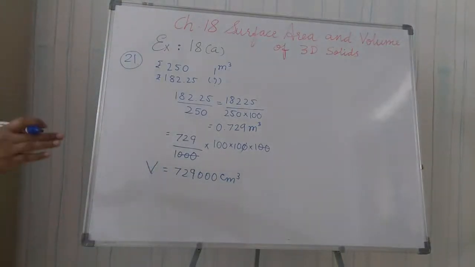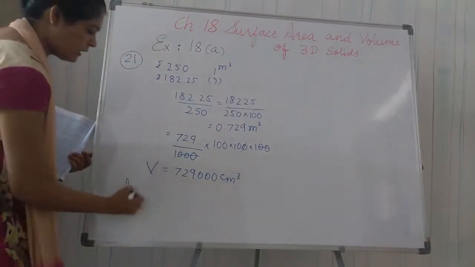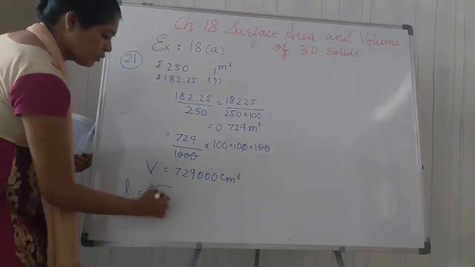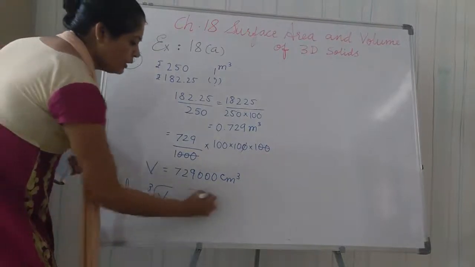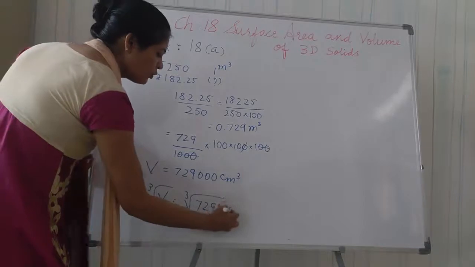Now the next question we will solve, that is the edge of the block. For that, length is equal to cube root of the volume. This is the formula, and the cube root is of whose cube root we want to find out?